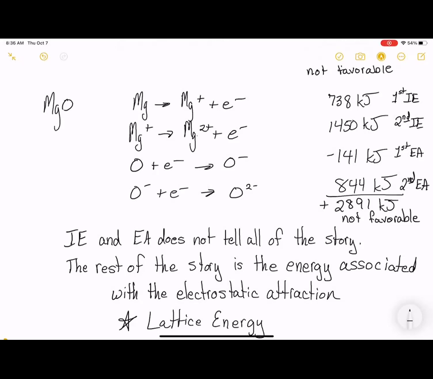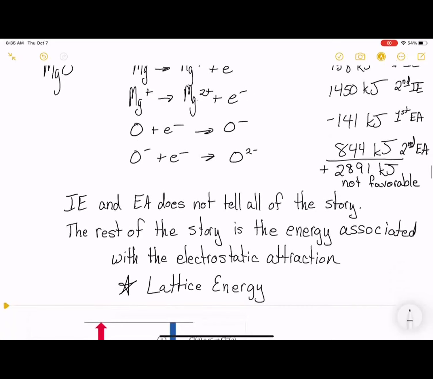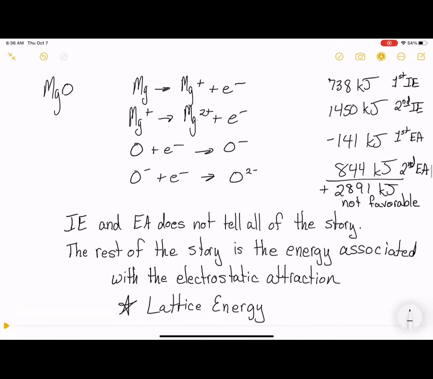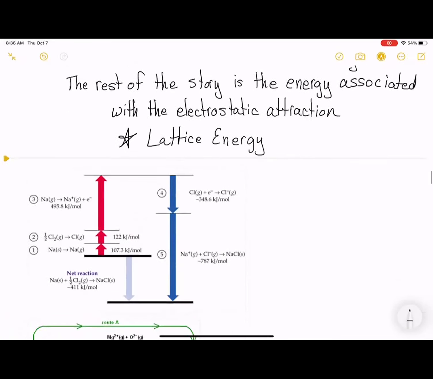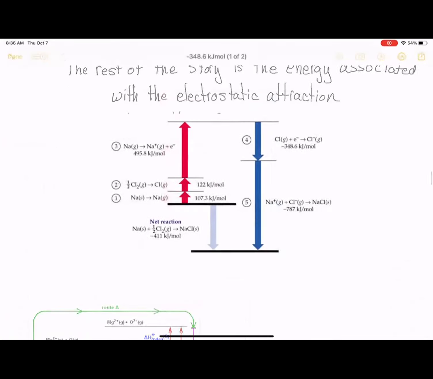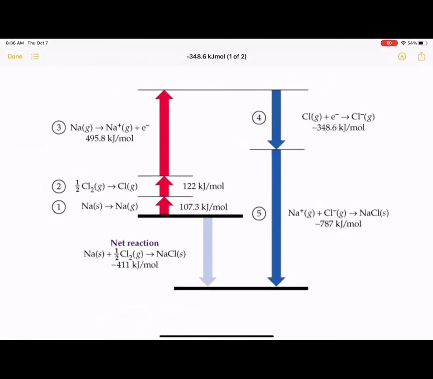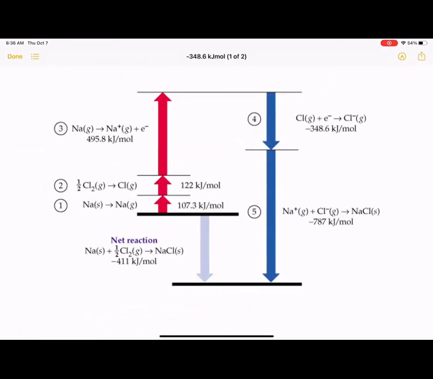To illustrate this entire story for why an ionic compound forms, we're going to look at sodium chloride and magnesium oxide using a model. This is the formation of sodium chloride.